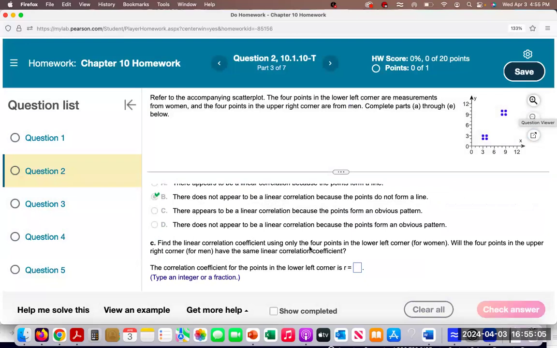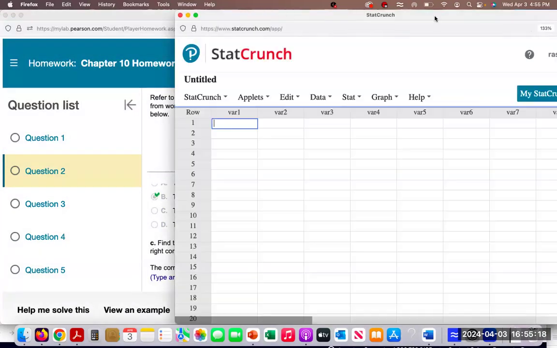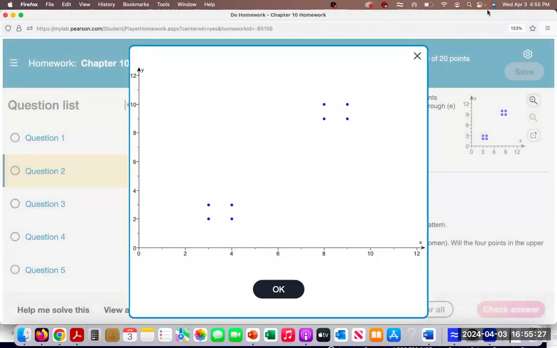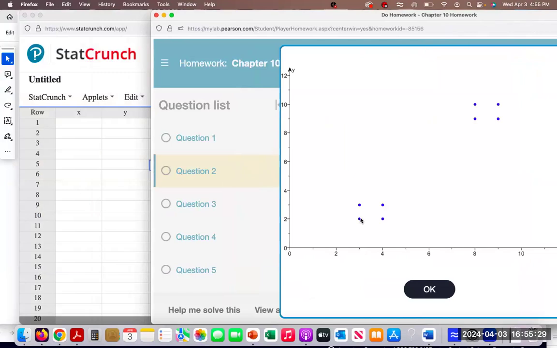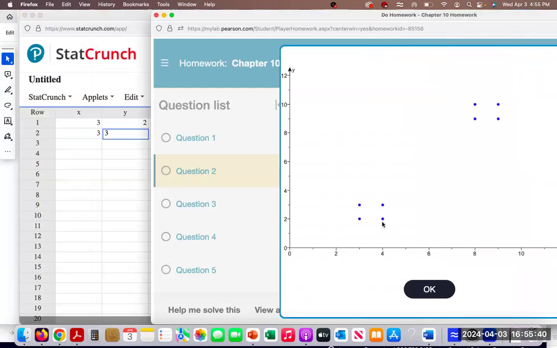Find the linear correlation coefficient using only the 4 points in the lower left corner for women. So let's go ahead and use StatCrunch to find the correlation coefficient. We're working with X and Y, our two variables. Let's open the graph. The first point has an X value of 3 and a Y value of 2, so it's 3, 2, and 3, 3. The next points are 4, 2, and 4, 3.